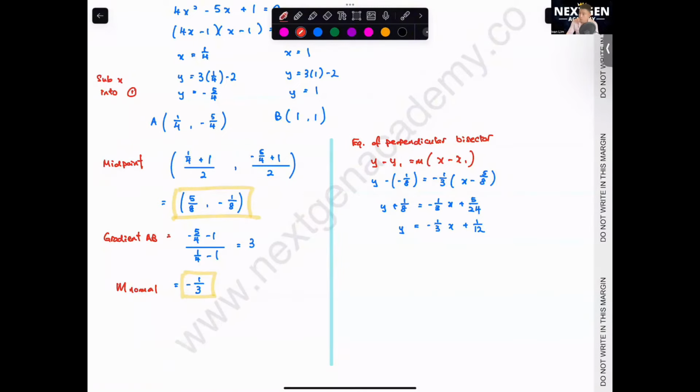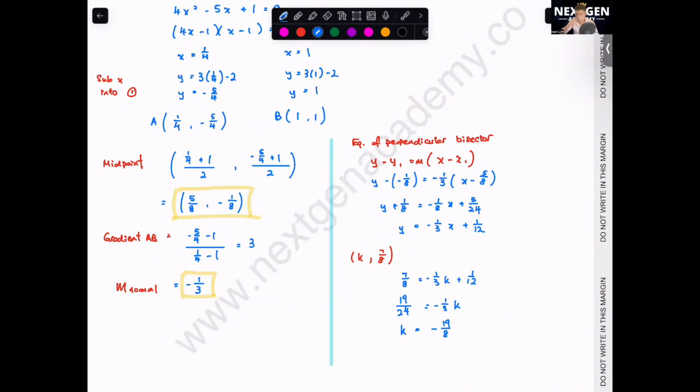The final one, they want you to find this one, okay, at (k, 7/8). So my x equals k, my y equals 7/8. Substitute into the equation above. 7/8 equals negative 1/3 k plus 1/12. 19/24 equals negative 1/3 k. And k, your final answer, you multiply by negative 3 on the left-hand side, you get negative 19/8.